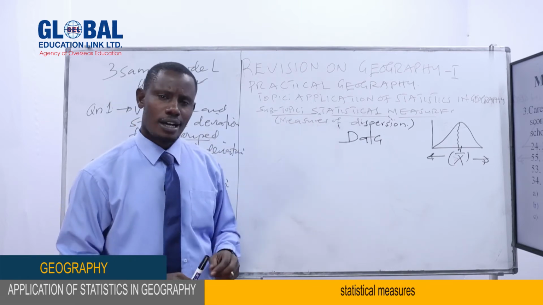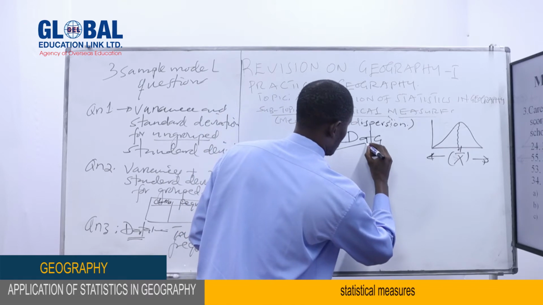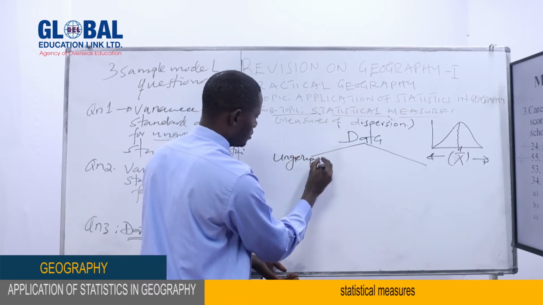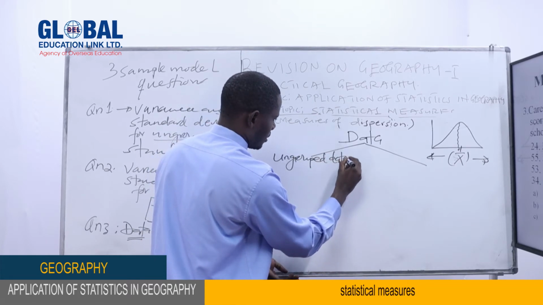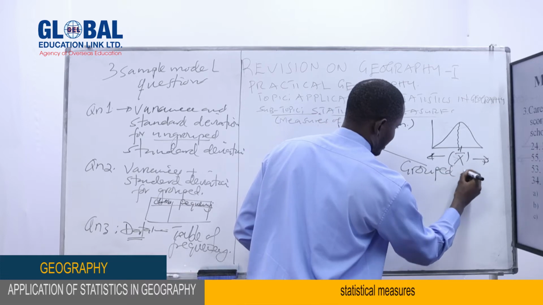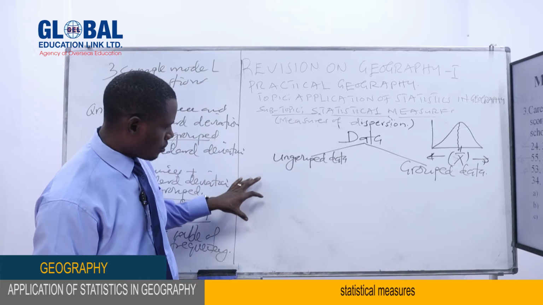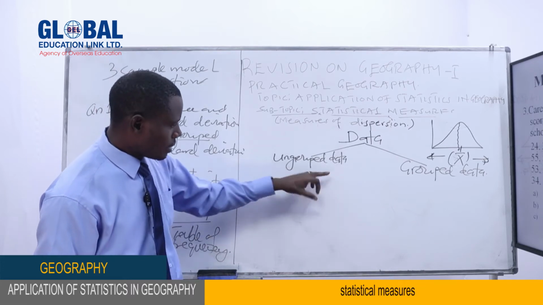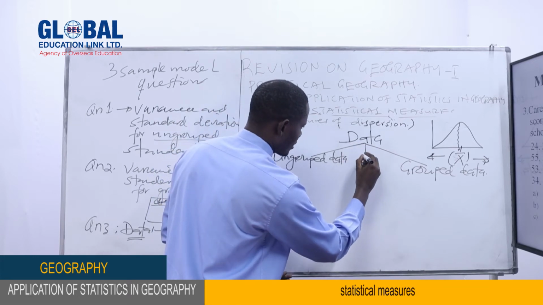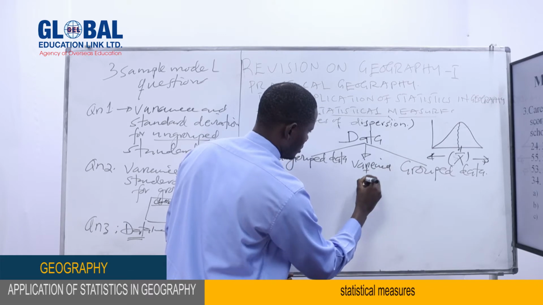So we should have a revision about the data. For the data, remember we have ungrouped data, but again, we have grouped data. As we have seen for question number 1, which we'll be solving soon, for ungrouped data, we are being asked to find the variance and standard deviation.